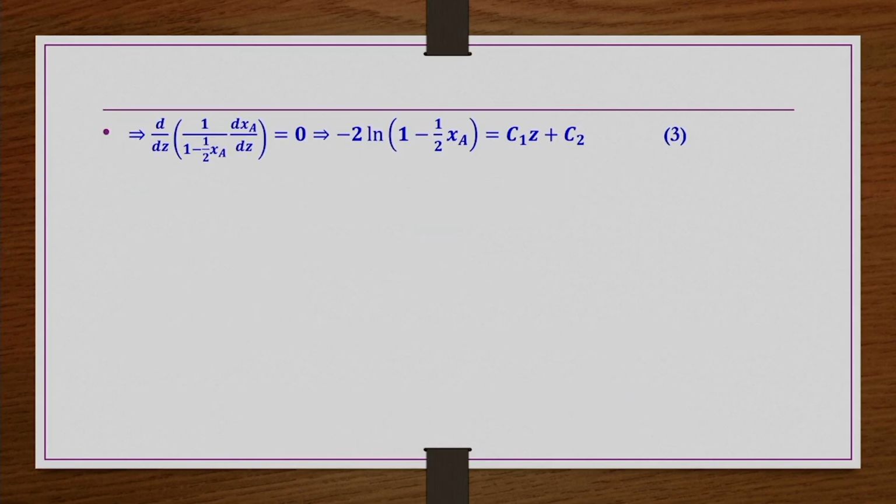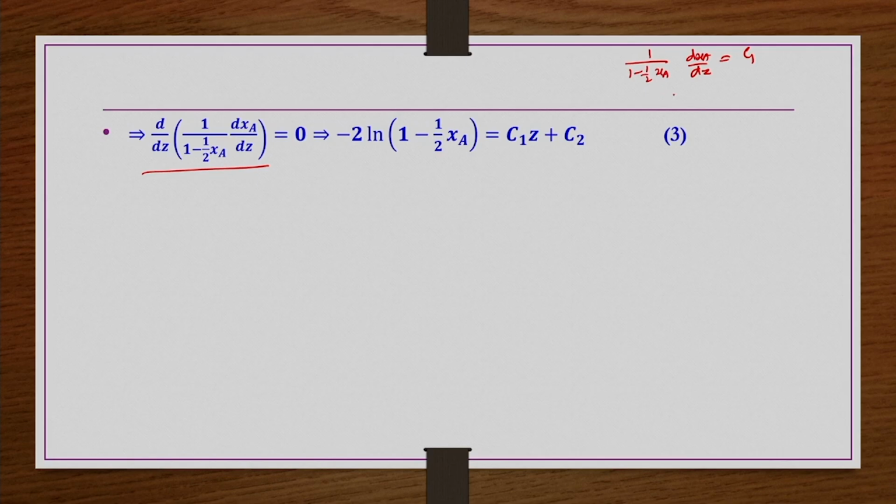Now, C DAB we can take constant here, then what we have d by dz of 1 by 1 minus 1 by 2 xA dxA by dz is equal to 0. When you integrate the first time, what you get is 1 by 1 minus 1 by 2 xA dxA by dz is equal to C1. Now, this dz you take to the other side and then integrate both sides, one side with respect to x, another side with respect to z.